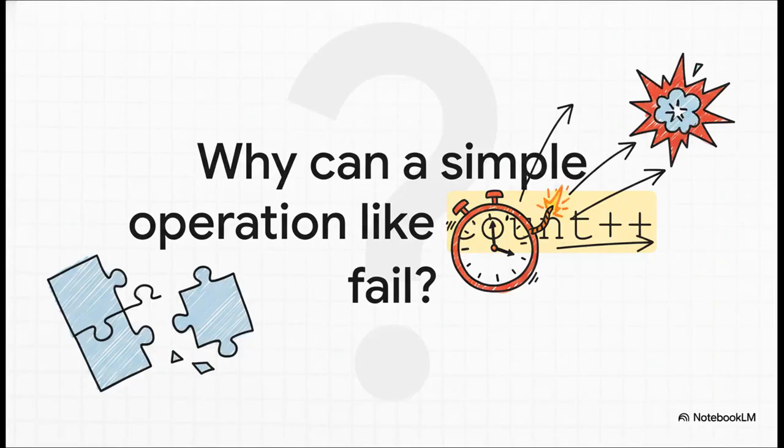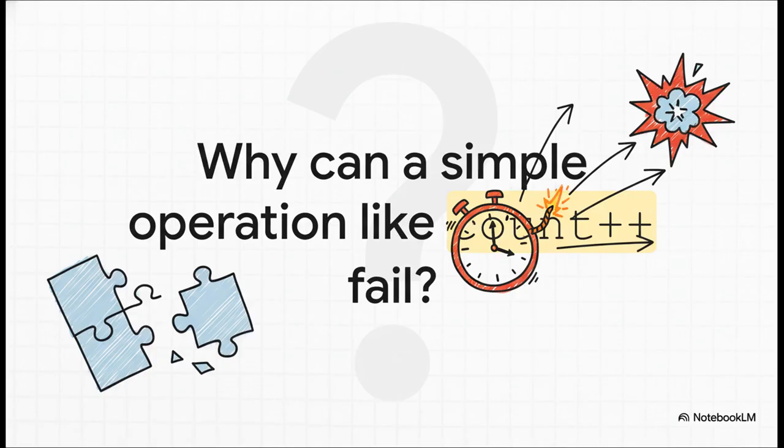So I want to start with a question that seems almost too simple. You look at count++. It's one line. It's basic. What could possibly go wrong with that? Well, it turns out that in a multi-threaded world, that one innocent-looking line is a ticking time bomb.